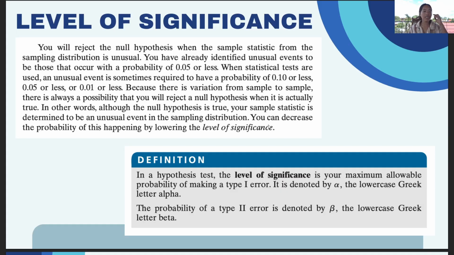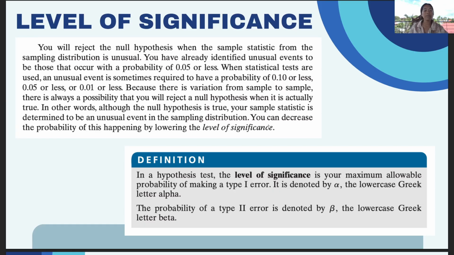So in level of significance, you will reject the null hypothesis when the sample statistic from the sampling distribution is unusual. You have already identified unusual events to be those that occur with a probability of 0.05 or less. When statistical tests are used, an unusual event is sometimes required to have a probability of 0.10 or less, or 0.05 or less, or 0.01 or less, because there is variation from sample to sample.